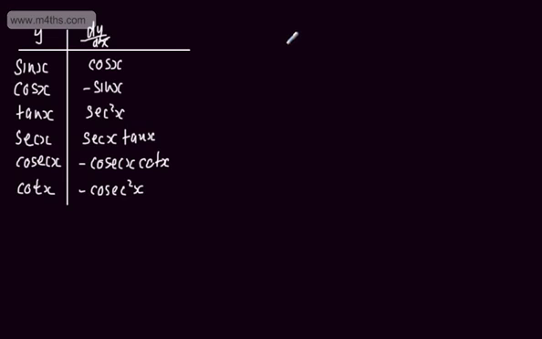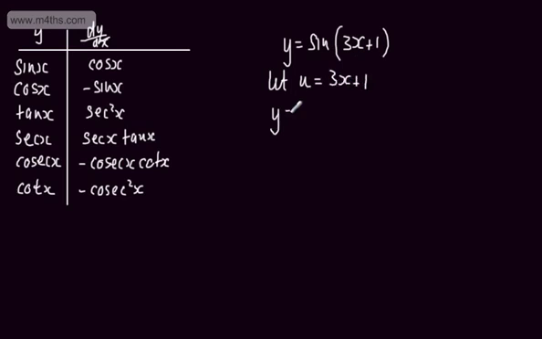So let's start off. Let's say we had y is equal to the sine of 3x plus 1. Sometimes we'll be asked to simply find the derivative of a function such as sine of 3x plus 1. So what we have here are two functions. We have sine x and we have 3x plus 1. We could say by the chain rule, let u be equal to the inside function, which is 3x plus 1. Therefore, we have y is equal to sine u.